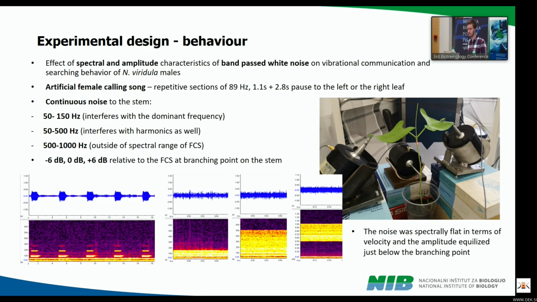And then the 500 to 1000 hertz noise, which we assumed would be outside of the spectral range of the female calling songs. The amplitudes that we used were -6, 0, and +6 decibels relative to the female calling song at the branching point of the stem, because this is where the male made his directional decision.